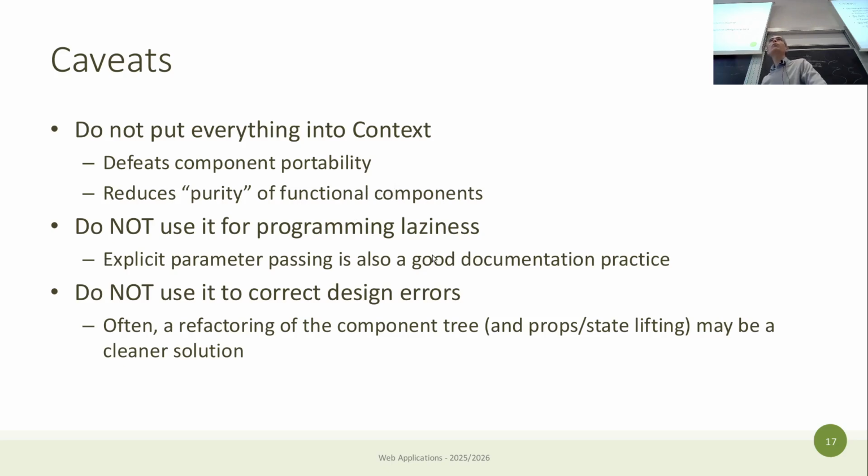You put everything into the context, so you don't have to put attribute equal to value and props dot something when you use it and so on. And don't use it to correct design errors. Often refactoring a component tree and moving the state and props up might be a much cleaner solution. But I think this will be quite obvious to you when you program your React applications.